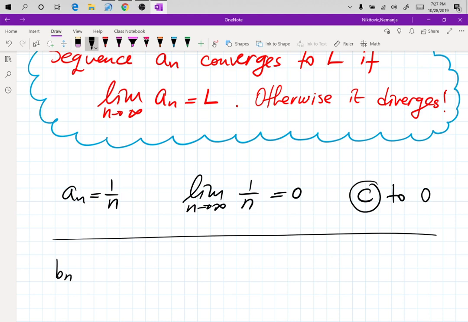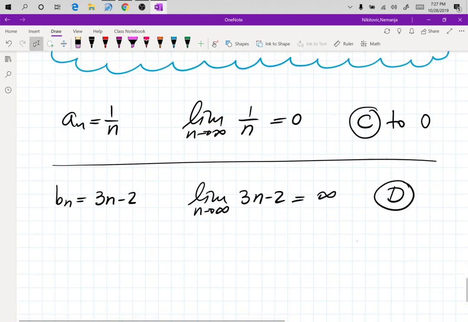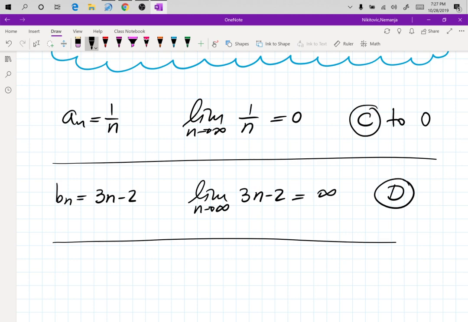So we will say it converges to 0 and the problem is done. Another one we had was bn equal to, I believe, 3n minus 2 or 2n minus 3, doesn't really matter. If you take the limit as n goes to infinity of 3n minus 2, the answer would be infinity, and we'll just claim divergence because it doesn't go to a number, which is what we have in the definition. So if the limit goes to a number, it converges to that number. If the limit goes to any of the infinities or it oscillates, it's divergent.